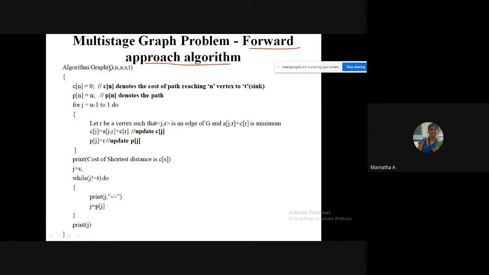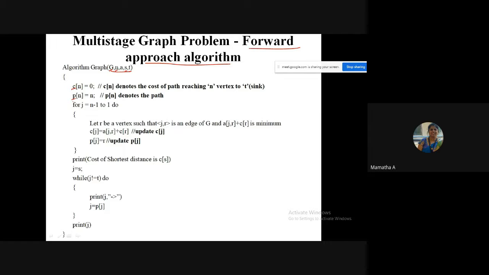G is a graph, the multi-stage graph. N is the number of vertices. A is your cost adjacency matrix, which holds the weights of all the edges. S is the source vertex. T is the sink vertex. So these are the parameters. Along with this, in the algorithm, I'll be using two arrays. One is C, the other one is P.